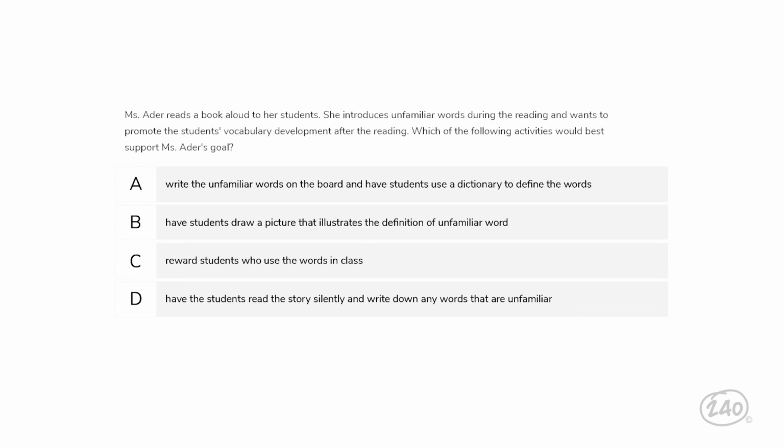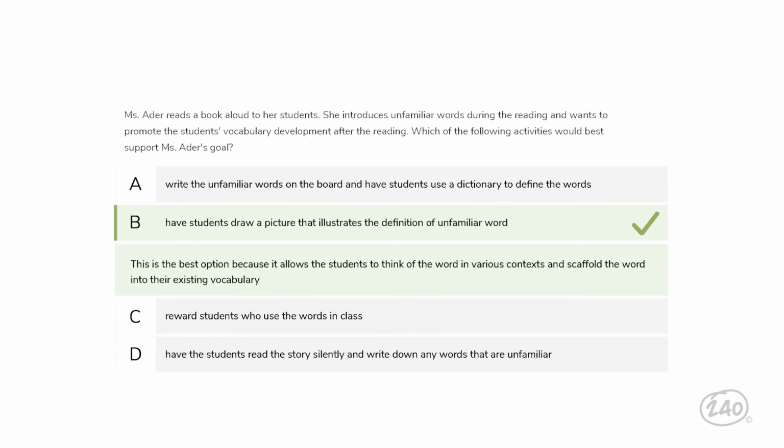Write the unfamiliar words on the board and have the students use a dictionary to define the words. Have students draw pictures that illustrate the definitions of unfamiliar words. Reward students who use the words in class. Have the students read the story silently and write down any words that are unfamiliar. This is the right answer because it allows the students to think of the word in various contexts and scaffold that word into their existing vocabulary.